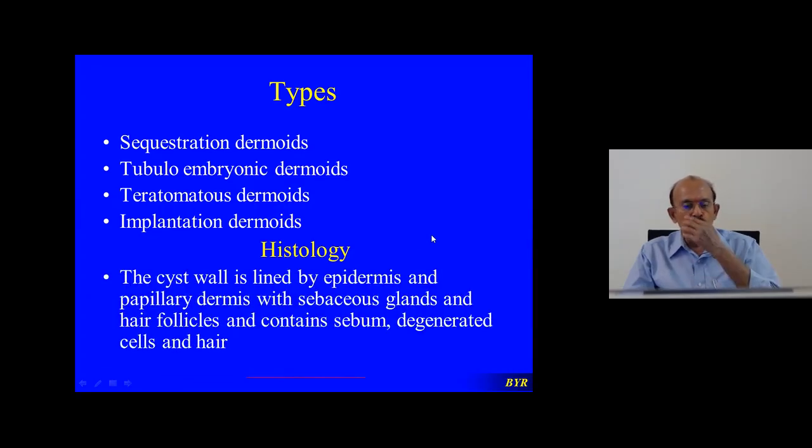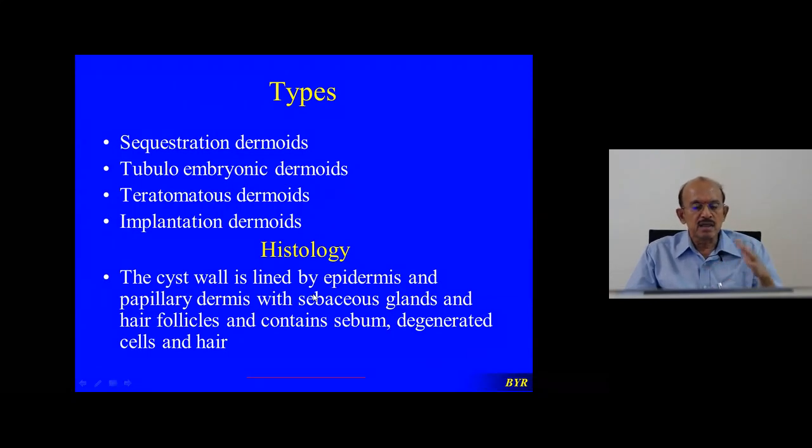When you study the wall of the dermoid cyst, you will see under microscope it is lined by epidermis and papillary dermis with sebaceous glands and hair follicles and contains sebum, degenerated cells and hair. So its wall is almost composed of structures similar to that of skin. Epidermis, dermis, sebaceous glands, sweat glands, hair follicles, sebum secretion, all these things are there. That is why it's called dermoid, just like skin.